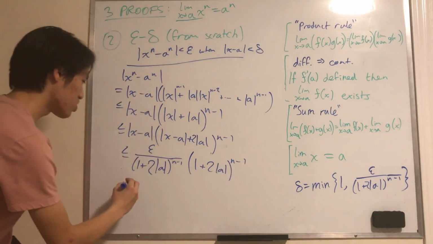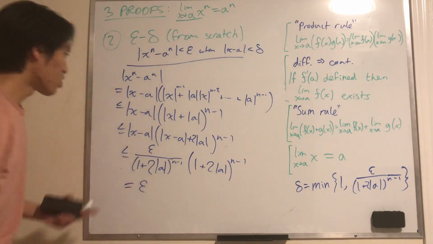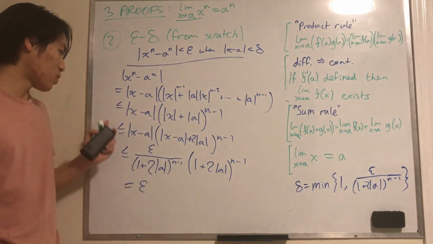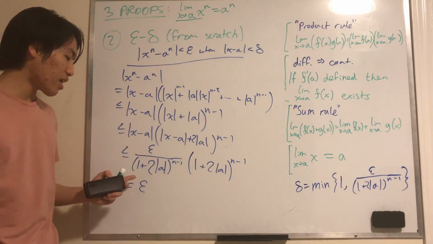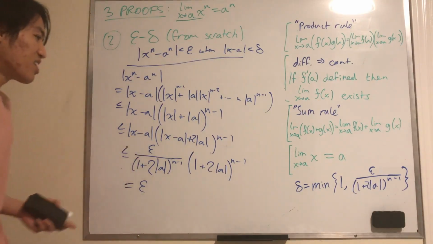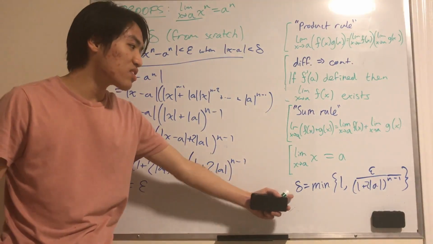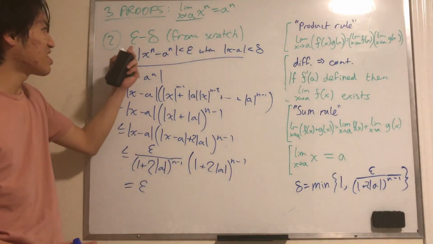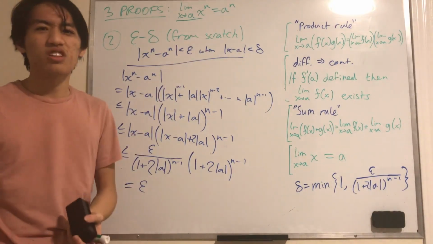Alright. So, in other words, what did we just show? We showed that x to the n minus a to the n is, well, less than or equal to epsilon, as long as we choose this to be our delta. And we're done, aren't we? The challenger's given us a delta, and we're able to find an epsilon to make it work.